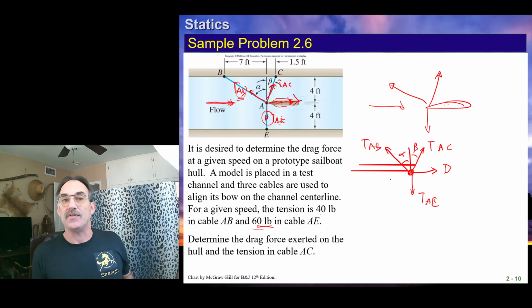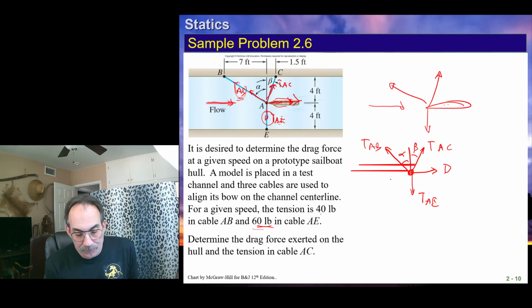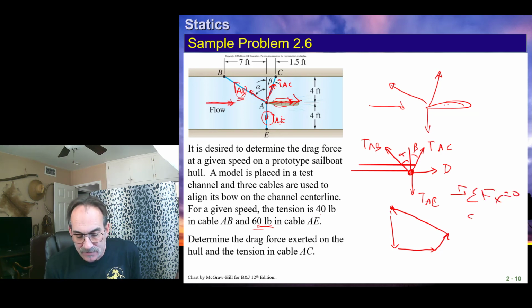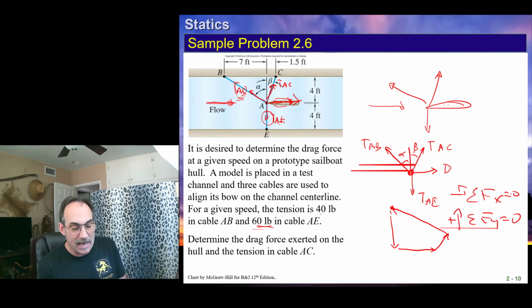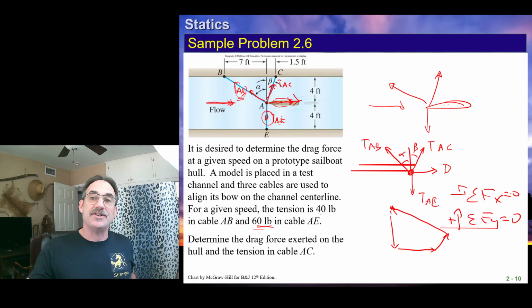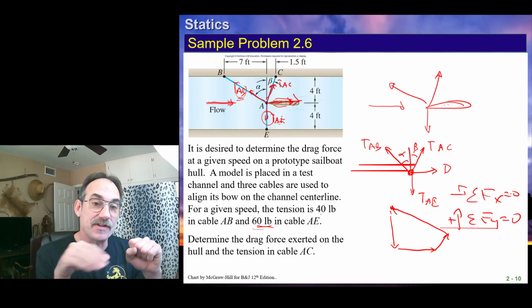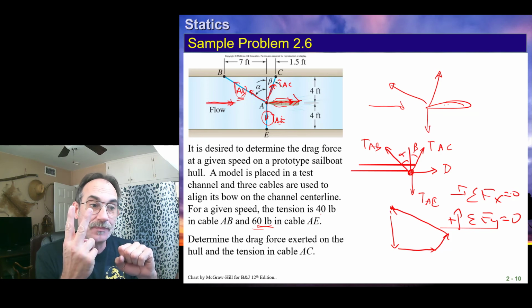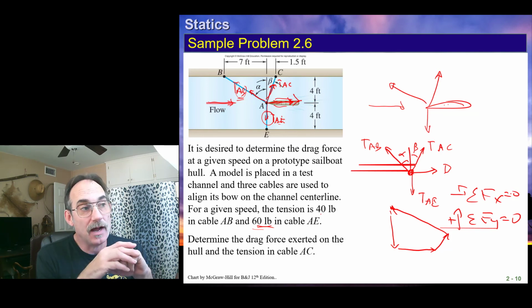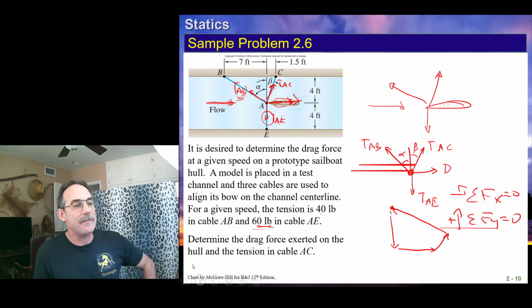We've identified all directions, and now we're ready to solve this. We can either put these together with a triangle that closes on itself, which means this plus this plus this plus this is going to close on 0. Or we can sum forces in x equals 0 and sum forces in y equals 0. Either one will work. We have 2 unknowns and 2 equations. Since it's a particle, we can sum our force in the x and in the y. That's 2 equations with 2 unknowns, the drag force and the TAC force. That's the method we're going to use to solve this and all problems of this kind.